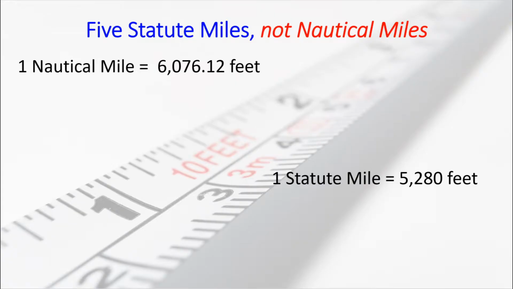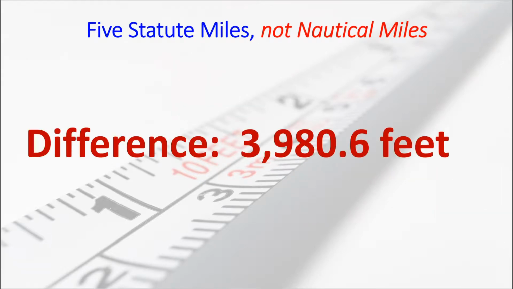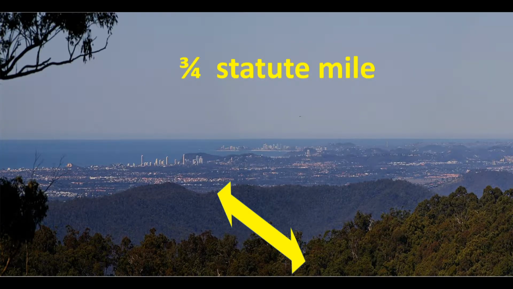The first point of confusion I've run into with this requirement is that the 5 miles we're talking about are statute miles, not nautical miles. A nautical mile is longer than a statute mile. Here's the distance in feet for 5 nautical miles and 5 statute miles. The difference is nearly 4,000 feet. That's a little over 3/4 of a mile. In this photo, that's the difference between where we took the picture and the next ridgeline closer. Do you really want to give up that distance because you don't know better? So remember, it's 5 statute miles.